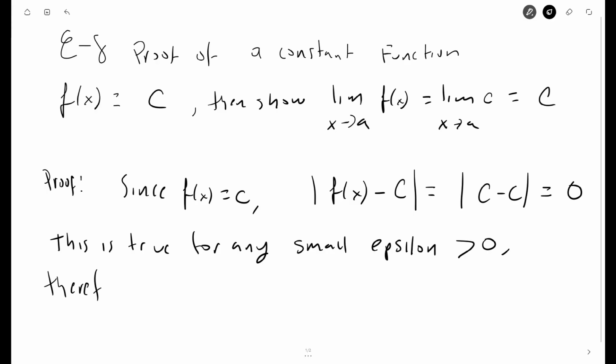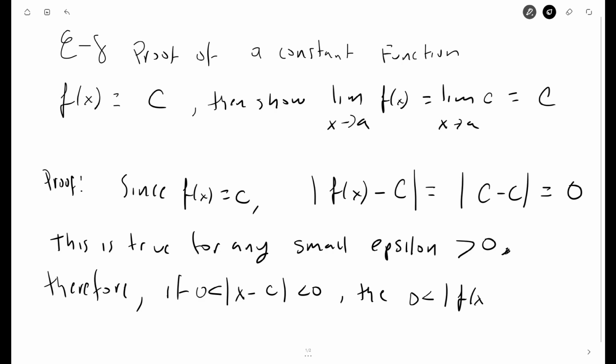Therefore, if the absolute value of x minus a is greater than 0 and less than any delta, then the condition of the limit is satisfied.